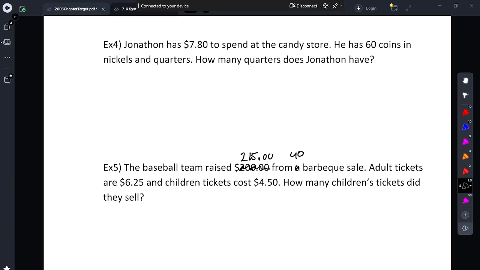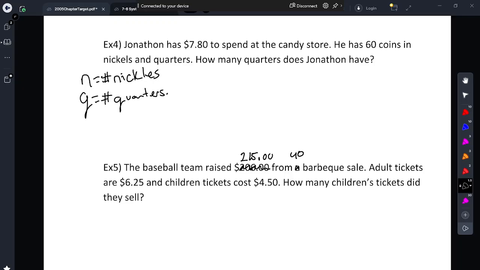All right, so the first thing we have to do is define our variables. So what are our variables in this problem? So N and Q, yeah? Now I want you to get this out of your head right now. N does not stand for nickels. What do you think N stands for? The number of nickels, right? So N is the number of nickels and Q stands for the number of quarters.